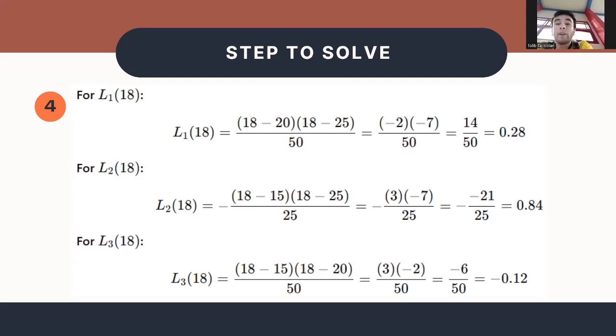For the last point, it's going to be 18. The L3 of 18 is equal to 18 minus 15 times 18 minus 20 over 50, which is equal to 3 times minus 2 over 50. 3 times minus 2 is minus 6 over 50, which is minus 0.12.